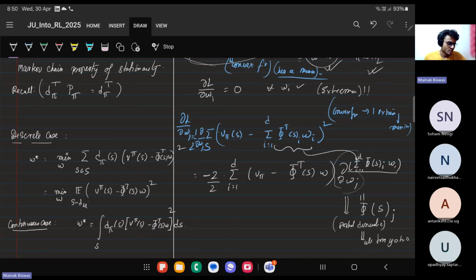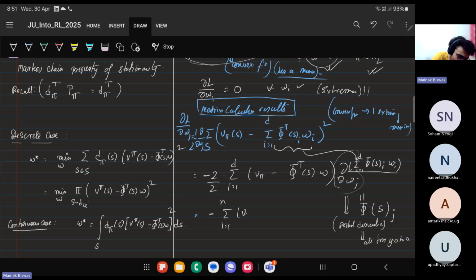Okay, fine. So I'm deriving this for you. You can use it later on when you do regression and things like that. These are known as matrix calculus results. You can directly write down these formulas once you have derived it, because you will remember. So now I have this as summation of i equal to 1 to n of V pi minus phi transpose s w, into phi of s for the j. Correct?